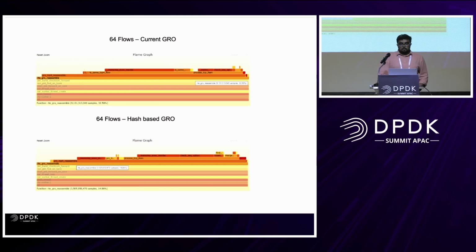With 64 flows, we see that the current table-based iterative approach is taking around 33%, and the hash-based approach is taking around 15%.